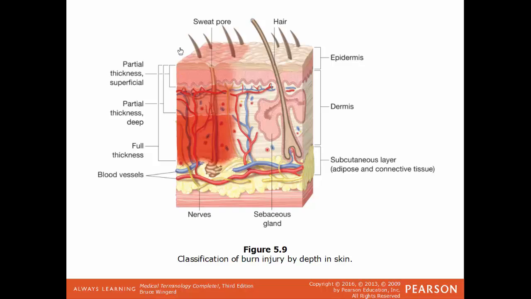For full thickness, you're getting all three layers affected. So you're getting damage all the way down. And there's also a fourth degree burn. It's not listed here, but a fourth degree burn would go all the way down into the bone itself.